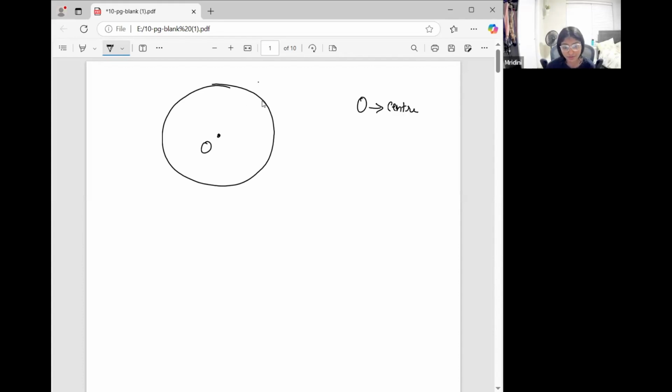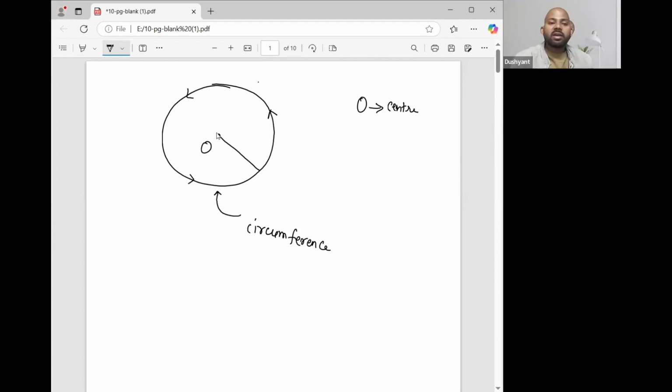And if I add this center to the circumference, this outer boundary is my circumference. This is my circumference. If I add the center to the circumference, let's suppose O to P, so connect O to P, I'll get a radius. O is the center, please keep in mind.